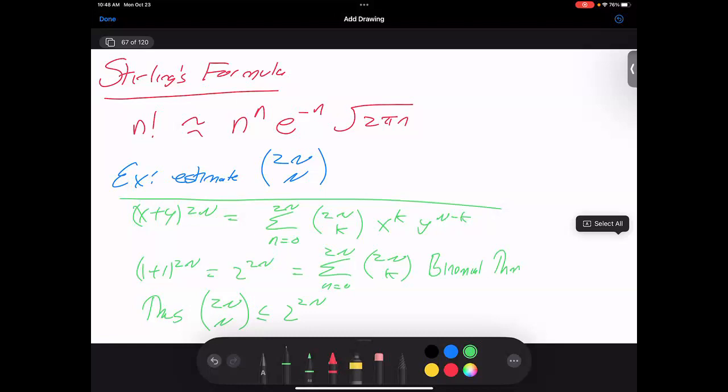So we use the binomial theorem. Is everybody comfortable with the binomial theorem? If I take x equals y equals 1, I get 1 plus 1 to the 2n, well, that's just 2 to the 2n, is the sum of 2n choose k, because x and y are both 1. So why would 2 to the 2n be an upper bound for 2n choose n?